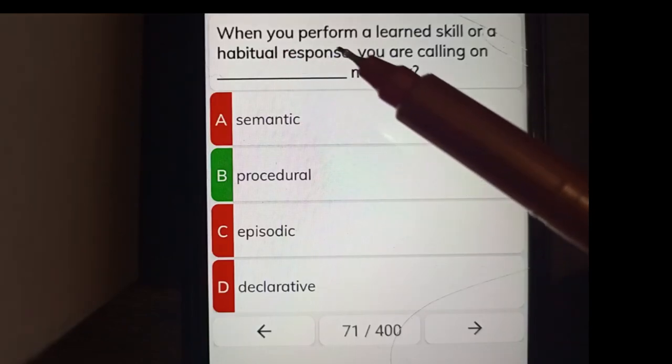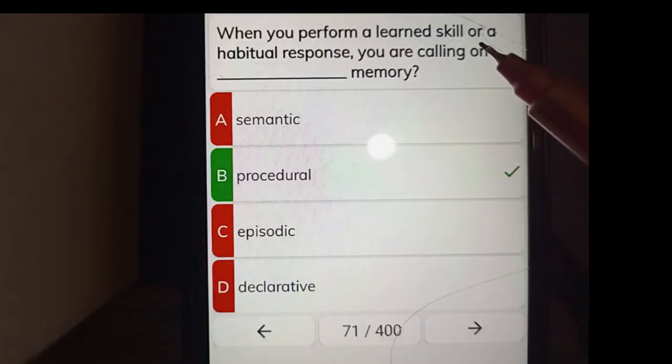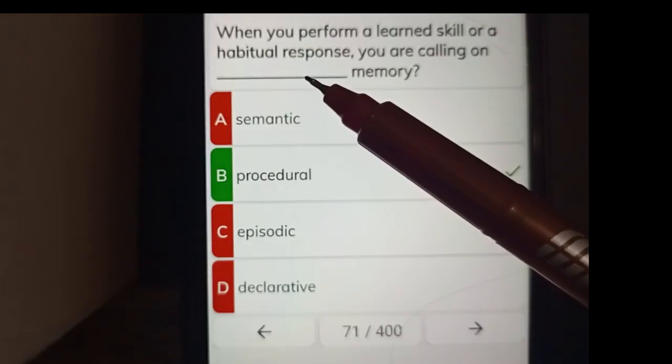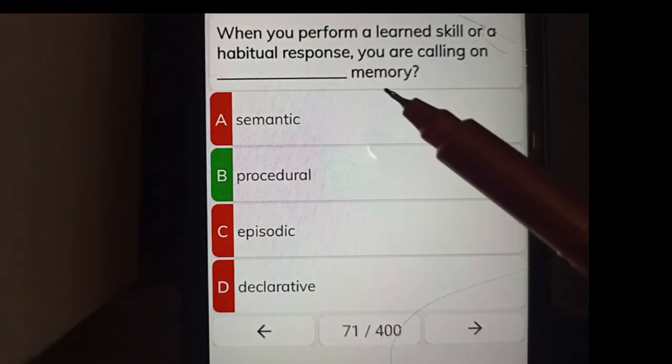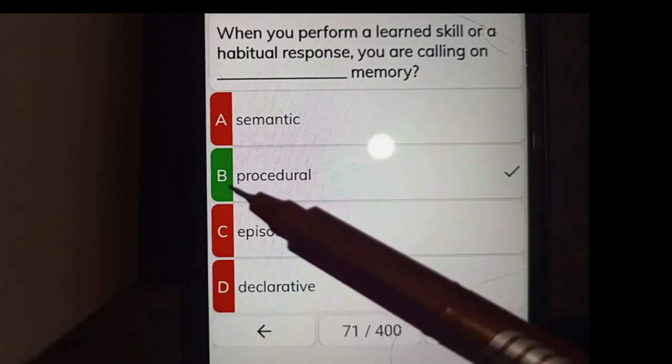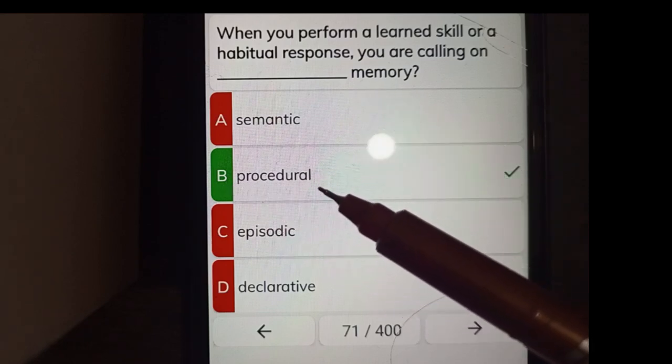When you perform a learned skill or a habitual response, you are calling on dash memory. The B answer is correct answer, procedural.